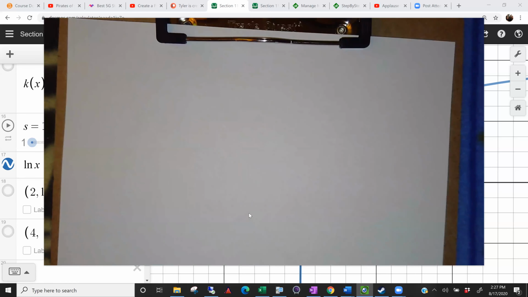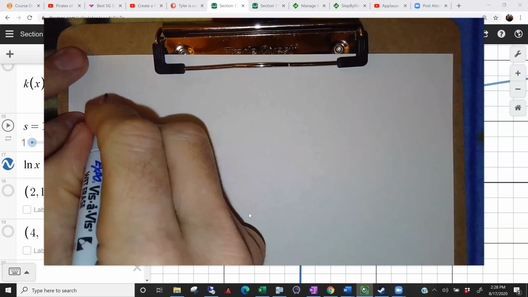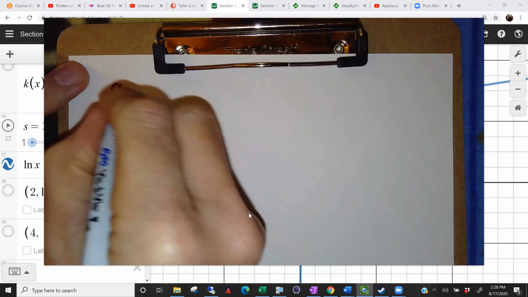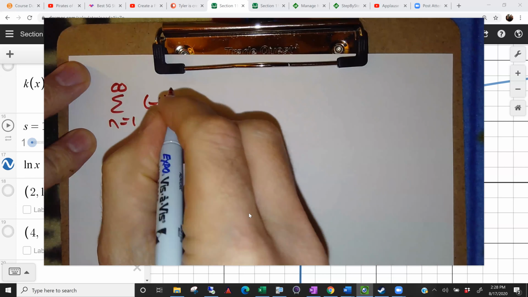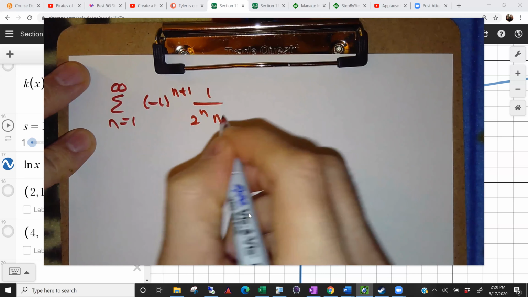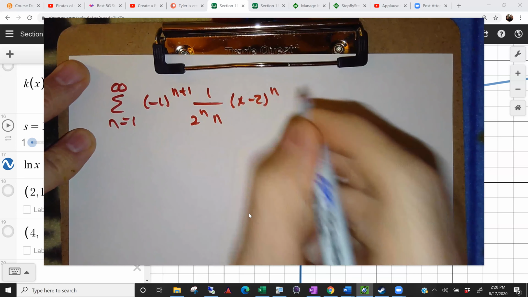All right, so let's check our endpoints. The series that we want to look at is this one. Sum from n equals 1 to infinity of -1 to the n plus 1 times 1 over 2 to the n times n, really, x minus 2 to the nth power. Let's check at x equals 0. So 0 less than x less than 4. At x equals 0.